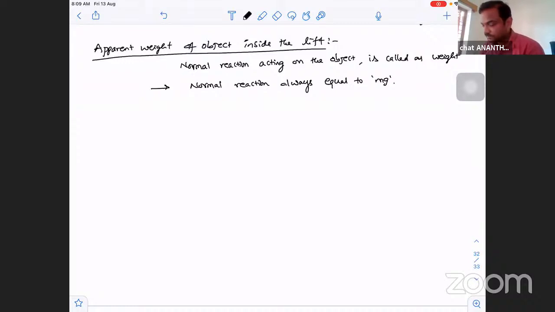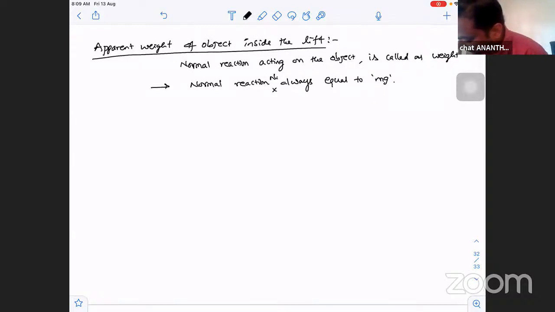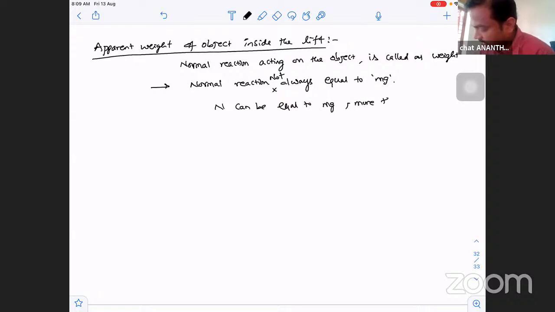Okay. So don't think that normal reaction is always equal to mg. No, normal reaction is not always equal to mg. So normal reaction can be equal to mg, more than, and even less than. Okay. So try to understand these points.